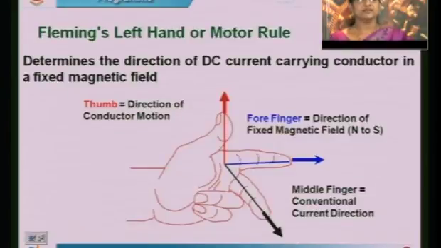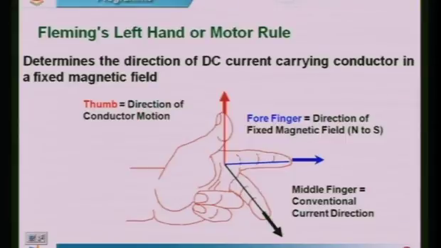We use Fleming's left hand rule to determine the direction of force on a current carrying conductor in a fixed magnetic field. Here in both cases the magnetic field is fixed, only the conductor is rotating. The thumb indicates the direction of motion of the conductor, the forefinger indicates the direction of the magnetic field, and the middle finger indicates the conventional current direction. Fleming's left hand rule is also called the motor rule.